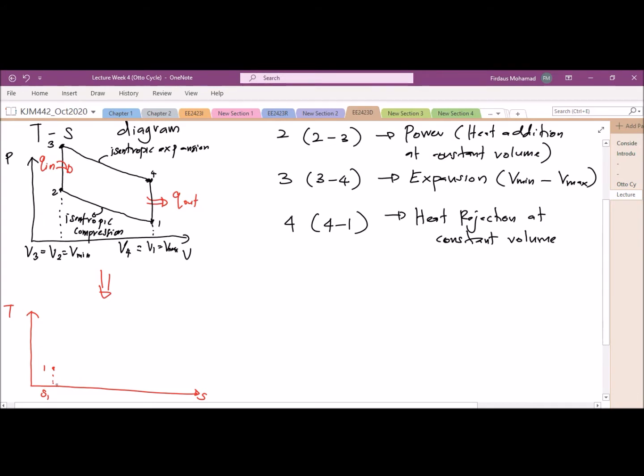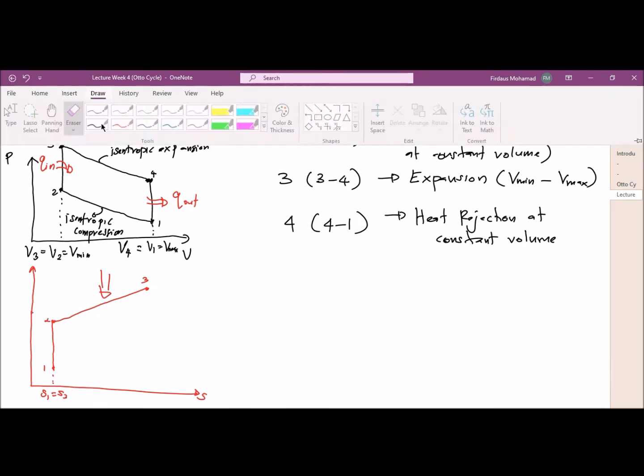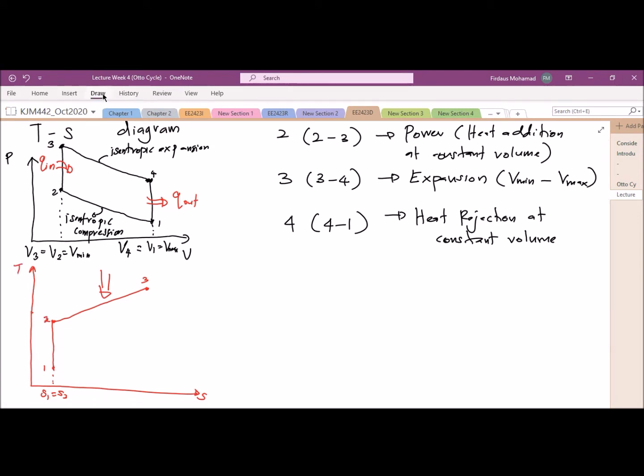Compression means that the temperature gets higher, so it is a straight line to point 2, because S1 equals S2 in isentropic compression. Then 2 to 3 is heat addition at constant volume. What happens to the temperature? The temperature must get higher, so in heat addition T3 must be higher than T2. So this is T3, and 2 to 3 is heat addition at constant volume.